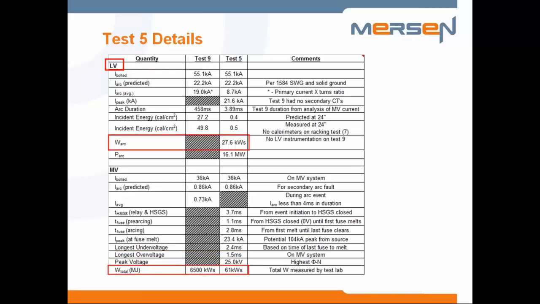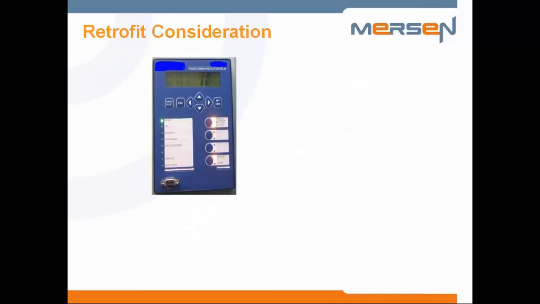Finally, the thing to note is the arc energy on the low voltage side is 27.6 kWs. And several papers have pointed out that if you're below 100 kWs, equipment typically can be repaired and put back into service, and there's a small likelihood that the equipment doors will stay closed even on low voltage.